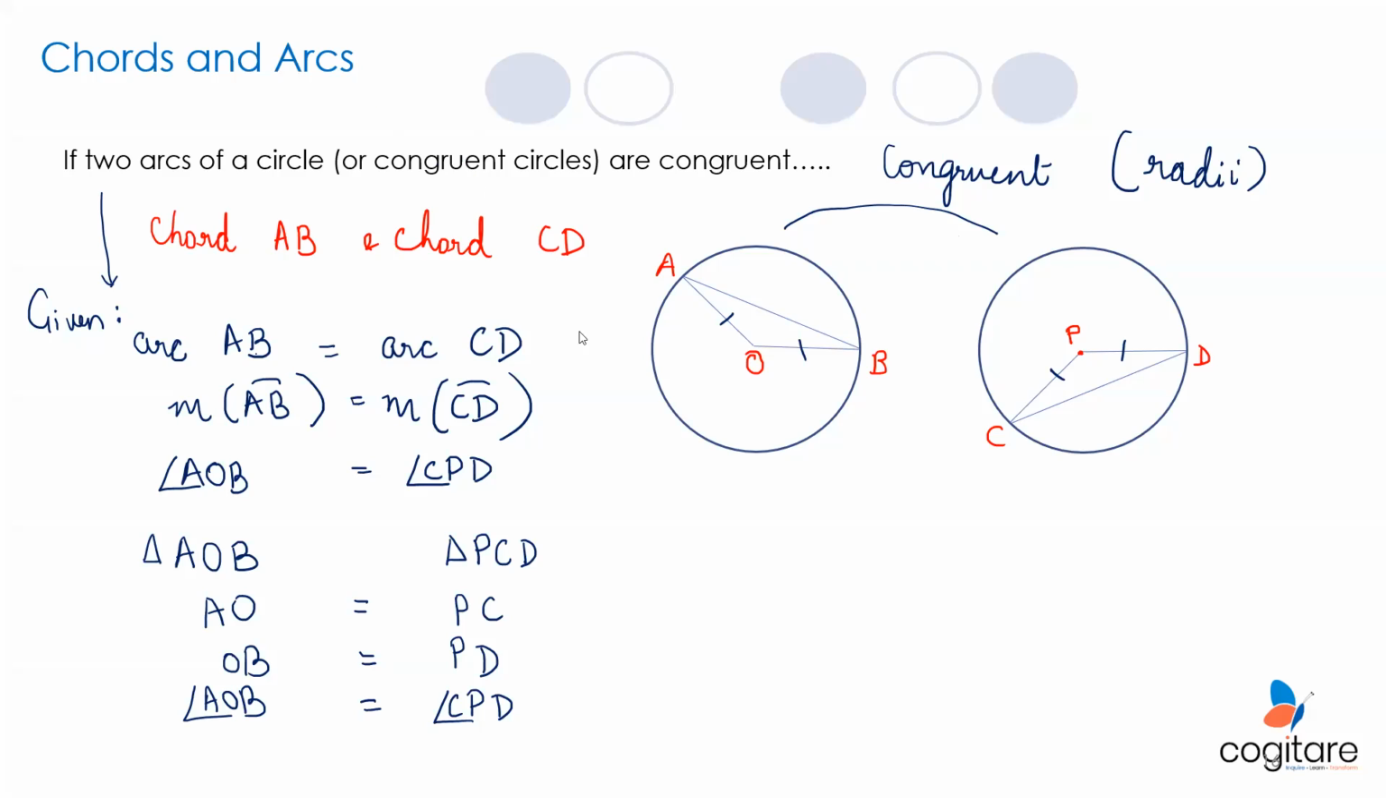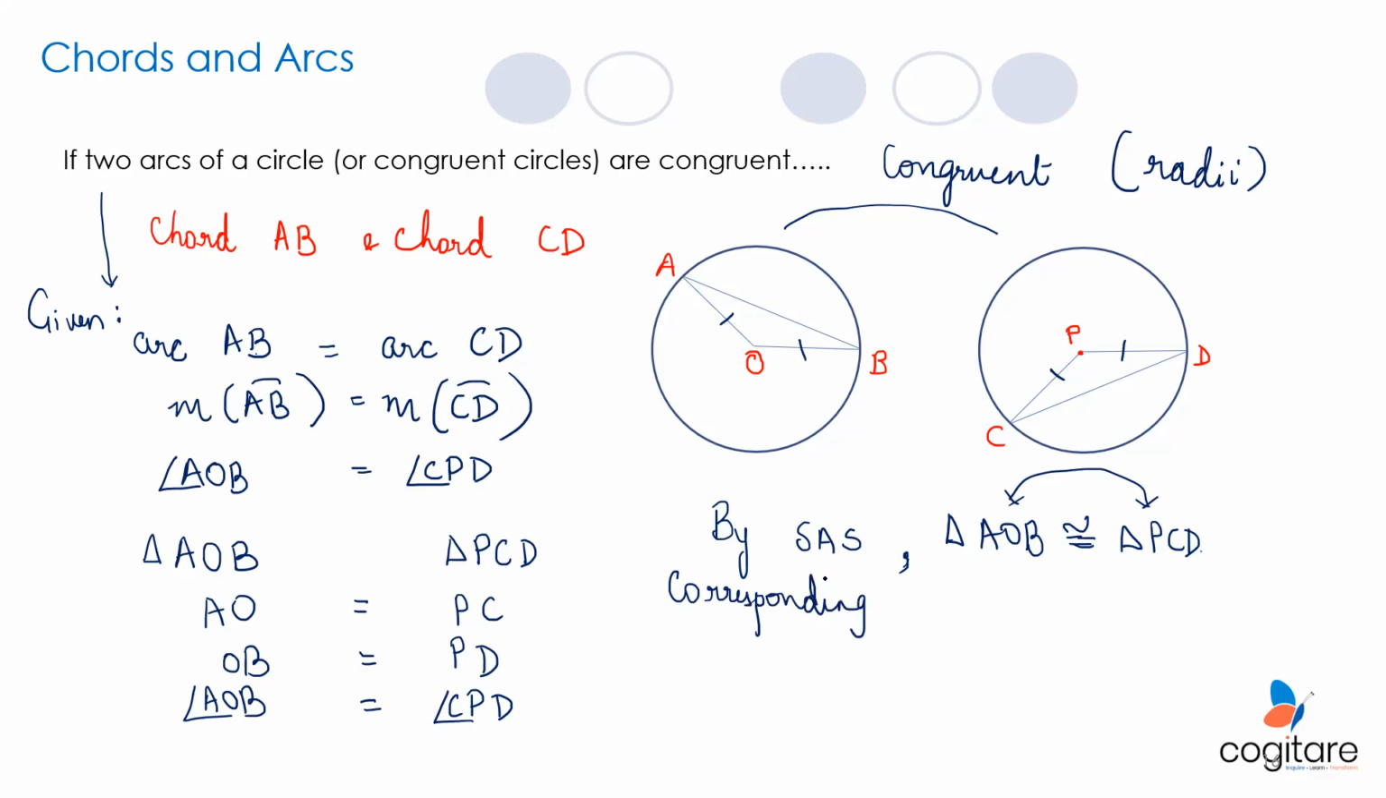Right, guys? So let's write this down by SAS postulate, triangle AOB is congruent to triangle BCD. If that's the case, what can you say about the remaining sides? From congruency of triangles, we've learned that if two triangles are congruent, then the corresponding parts are congruent. The corresponding parts of the congruent triangles are congruent.